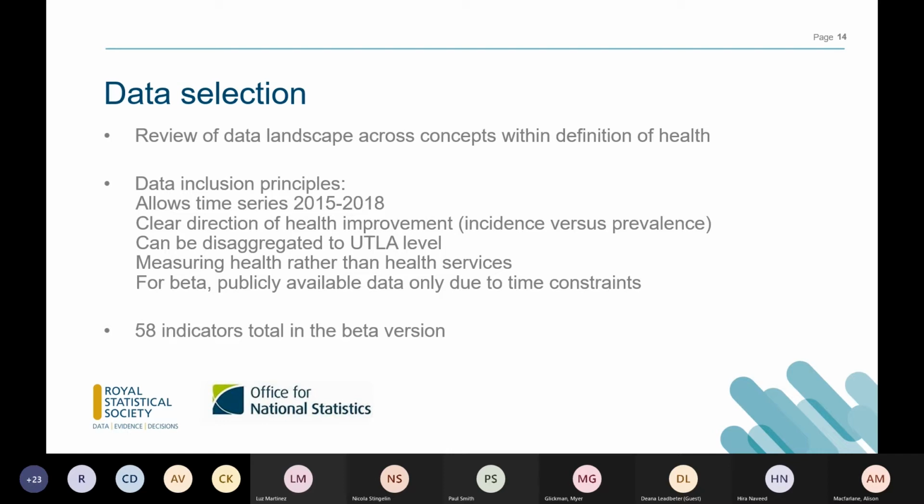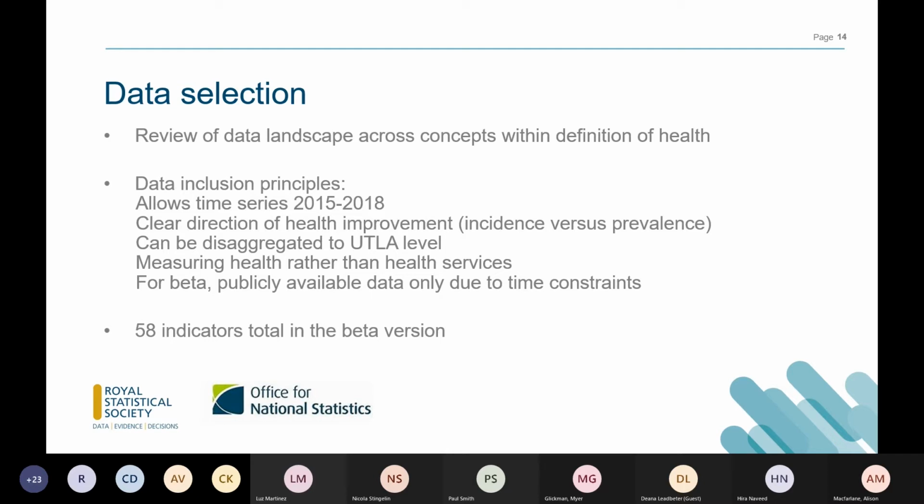Similar to the incidence versus prevalence comment, we wanted to make sure we were measuring health rather than healthcare activity or health services. Another example there might be eligibility for adult social care. If government policy changed and more people became eligible, suddenly more people would be receiving social care, but that doesn't actually mean that their health had got better or worse, just that the criteria for receiving that had changed. So we needed to make sure that we were measuring health and not trying to measure the health service as a whole.